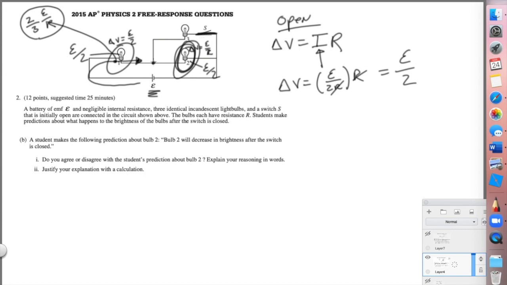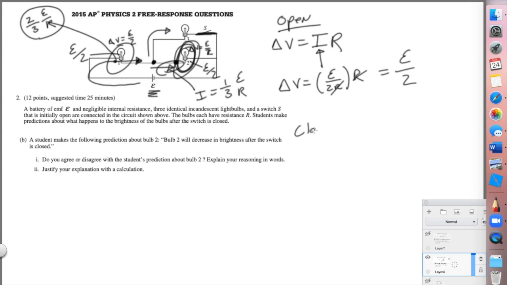Now right here, that current is going to split. This 2/3 E over R is going to split, which means half of it goes this way, half of it goes this way. So if we take 2/3 E over R, divide it by 2, it becomes 2/6 E over R, which is 1/3. So the current, when the switch closes, coming through bulb number 2, this current right here going through bulb number 2, is going to be 1/3 E over R.